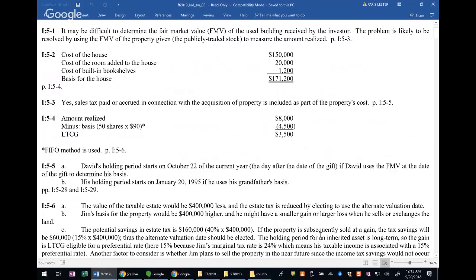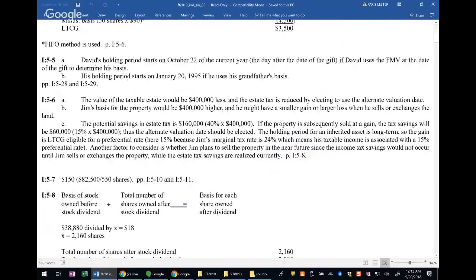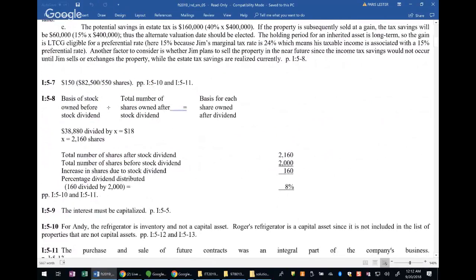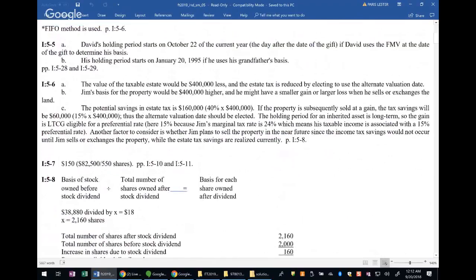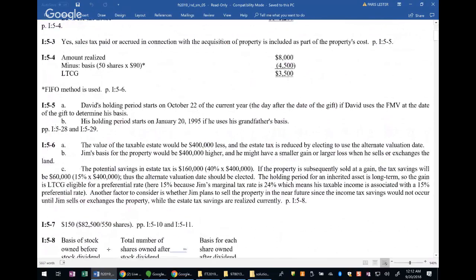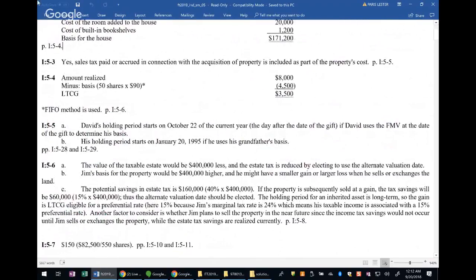All right, let's look at a couple of questions. Now, number 4, without reading the question, the amount realized is $8,000. Your basis was $50 a share. You got a long-term capital gain of $3,500. Now that would be using FIFO, I'm sure. I want you to go to question 8, if you would. Read that and be dreaming up a solution to it. Question 8, chapter 5.